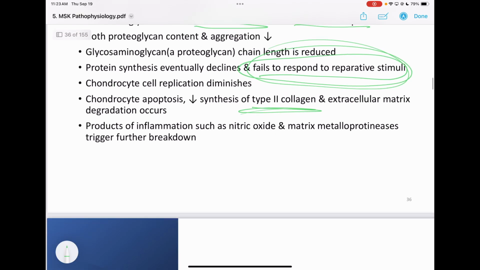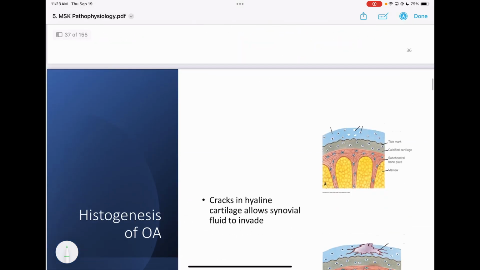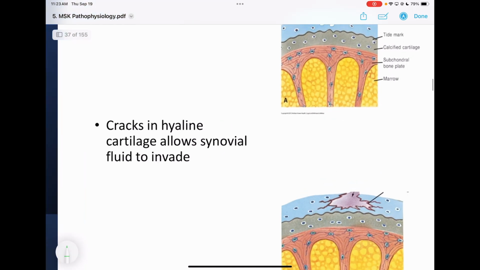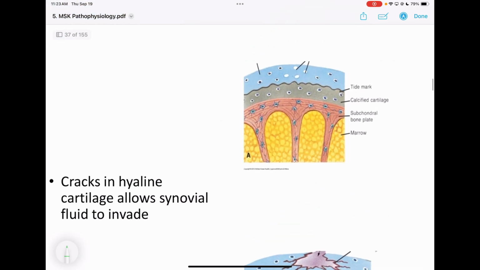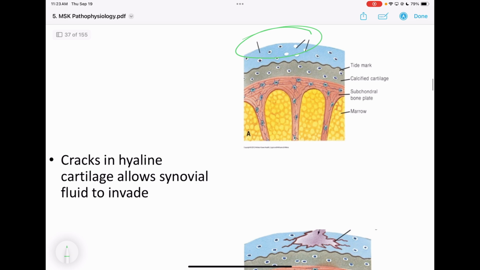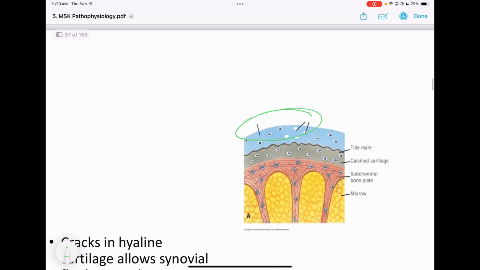you also get products of inflammation, your nitric oxide comes out, and they trigger further breakdown of the cartilage. So let's look at the actual cells now, what's happening. First thing that happens, we get cracks in the hyaline cartilage. And when you get cracks, all that synovial fluid starts to invade those little cracks made in the articular cartilage. So now we have fluid invading those cracks.